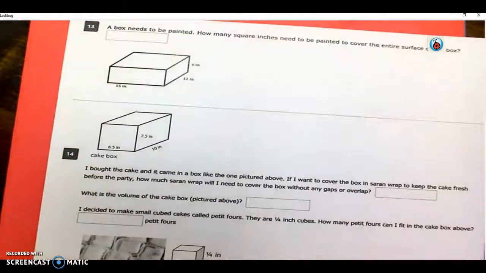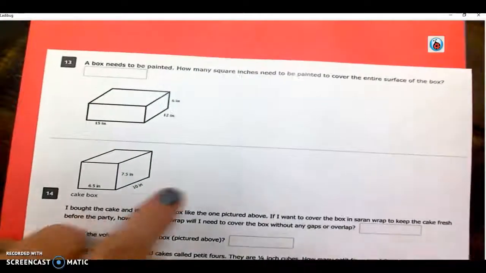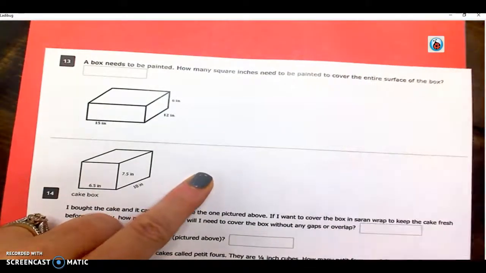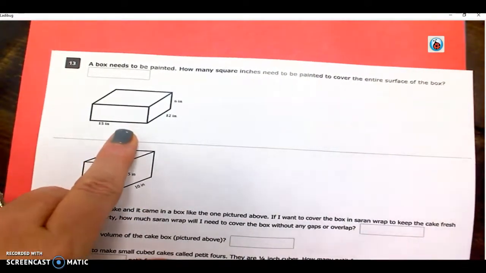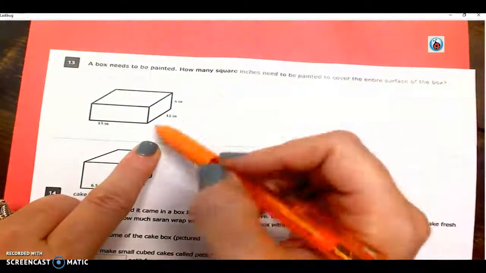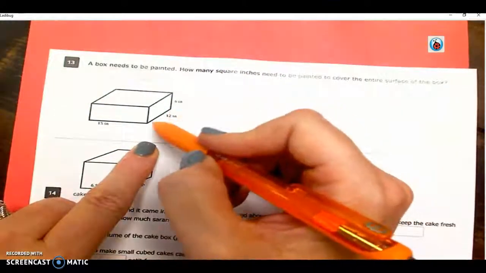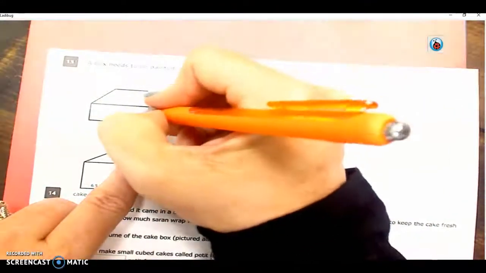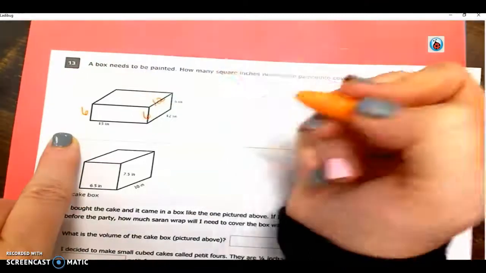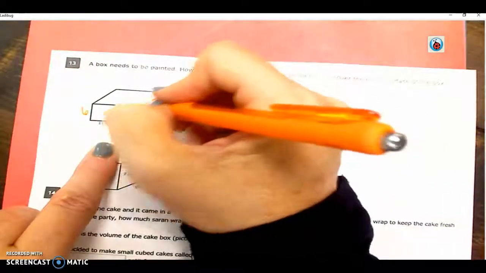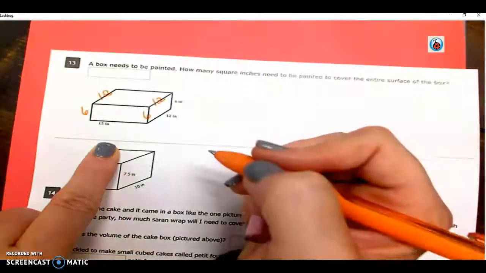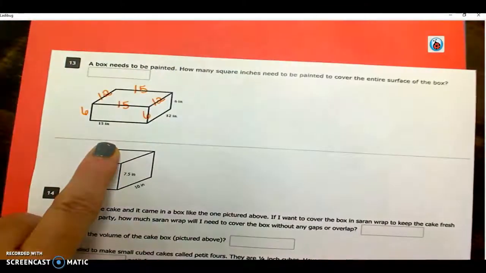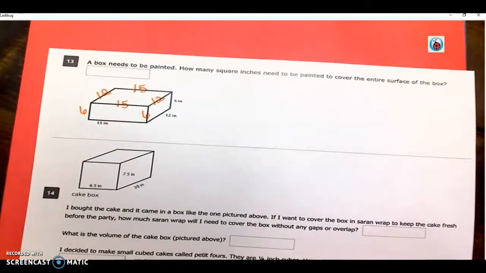The next one says a box needs to be painted. How many square inches need to be painted to cover the entire surface of the box? So we need to find surface area. All right, so let's just go ahead and get some measurements. We know if this is 12 inches, then this is going to be 12 inches. We got 6, which means that's 6 inches, that's 6 inches. The 12 will continue here. We've got 15, this would be 15, this would be 15. And so hopefully that's going to get us all our measurements.